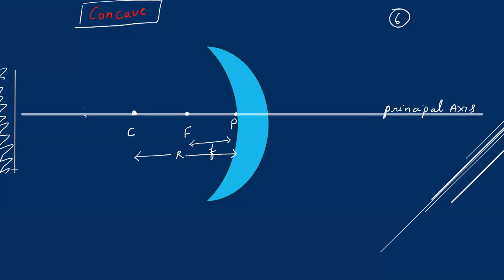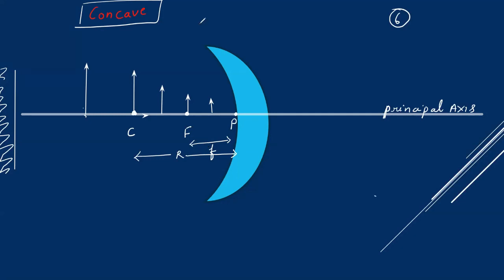Second position, I am going to keep my object beyond the center of curvature. So this is my object beyond the center of curvature. Third position is going to be at the center of curvature. Fourth position is going to be between focus and center of curvature. Fifth position will be at focus, and sixth position will be between pole and focus. Okay, so these are going to be the 6 positions that we are going to study in today's class. Can we just revise once again?